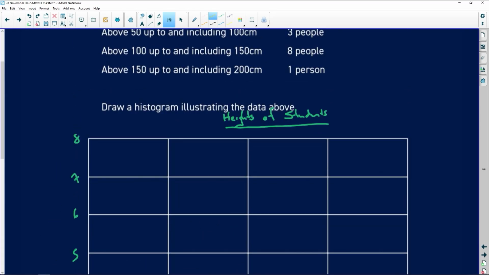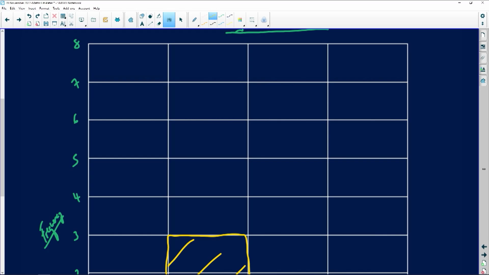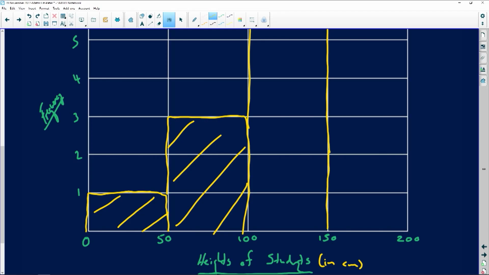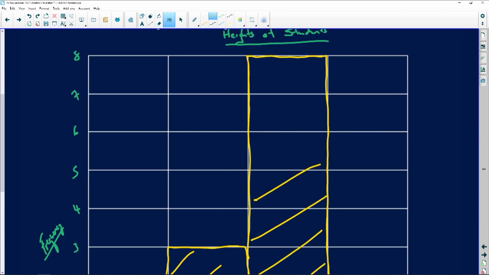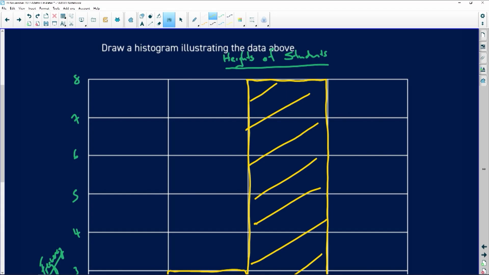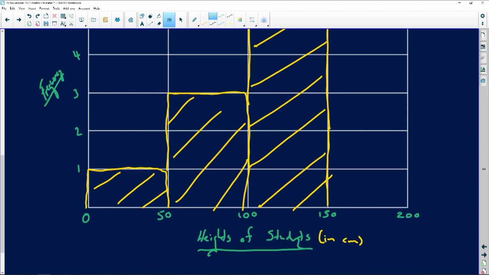From 100 to 150, we've got 8 people. Oh my goodness, that goes all the way down, and here, and all the way down. We're going to keep going down, and then we're going to shade it in like this. Cool. Again, you don't have to shade it in an exam, especially if you don't have colors with you. And then finally, we've got one person who's between 150 and 200 centimeters. And here is that one person.